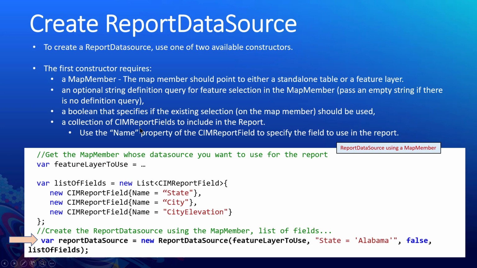A CIM report field object represents a field in the report. The name property of the CIM report field is used to specify the field name. So the code snippet here illustrates this constructor clearly. I first get the feature layer to use from the map in the project. Here I construct an array of fields. I have 3 fields: state, city, and city elevation. And here I'm creating the report data source object using the constructor. I'm passing in the 4 parameters that we just discussed.